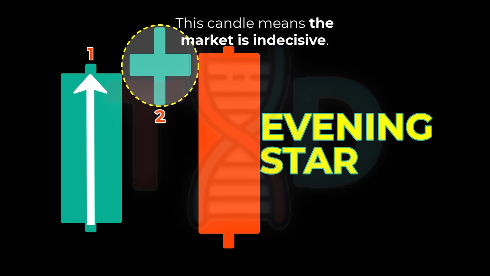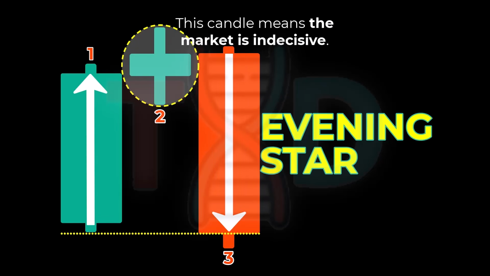The buyers and sellers are fighting and neither side is winning yet. Then, boom. Here comes the third candle, a massive red one, and it crashes through like a wrecking ball. This is the sellers taking over. It breaks down past the previous candle's low, showing that the buyers totally lost their grip and now the market is heading down. Hard. So how do we trade it like a pro?